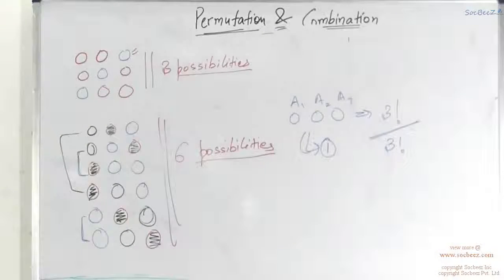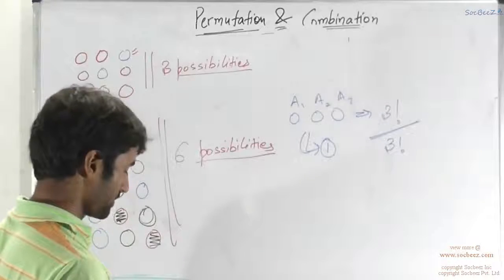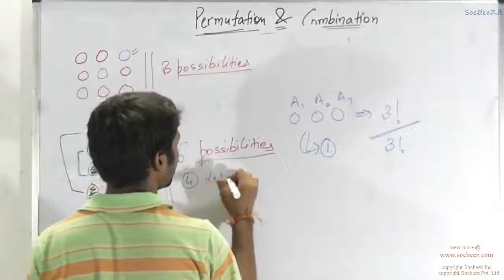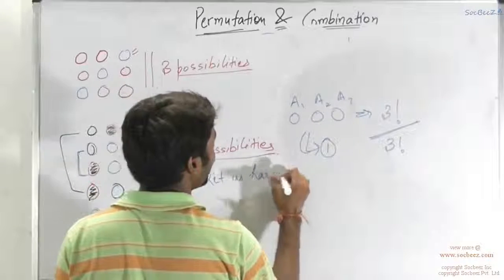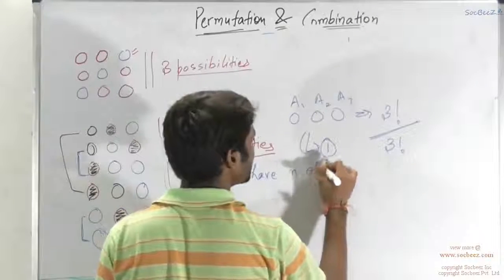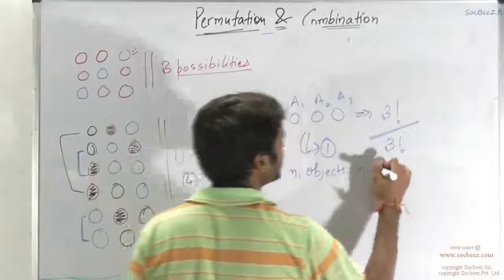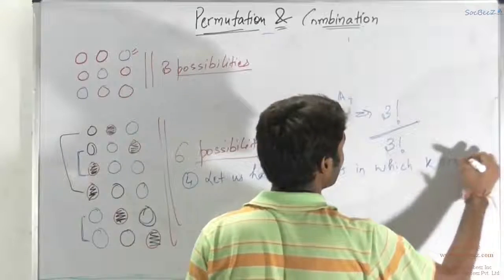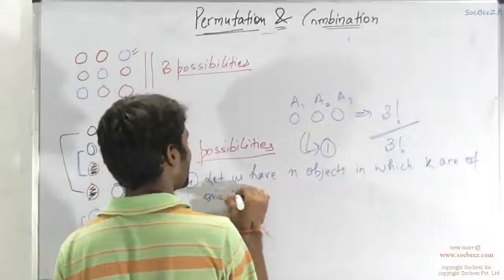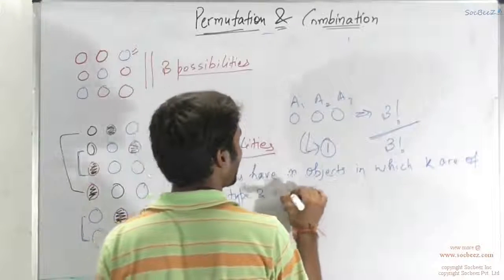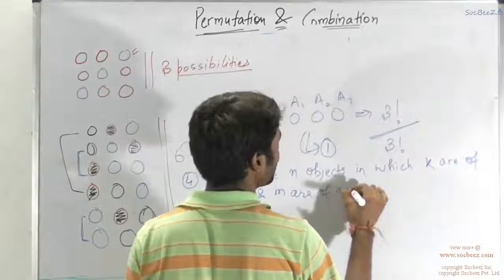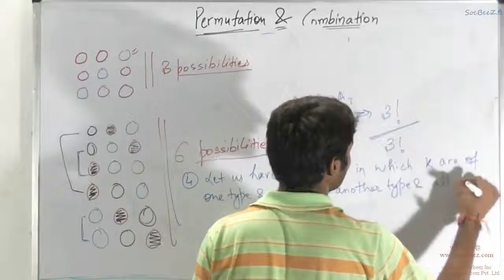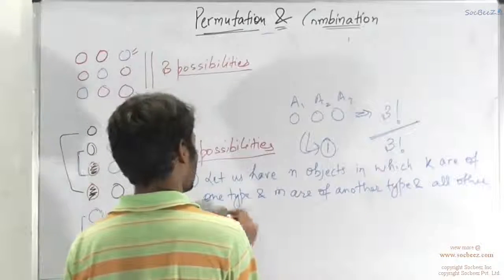That is, if I say earlier you had, so the 4th type is, let us have n objects in which k are of one type and m are of another type, and all other are distinct.